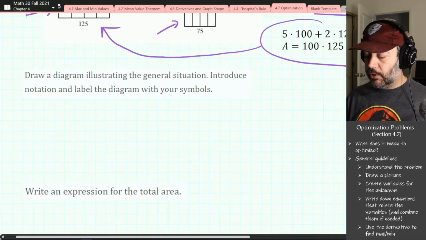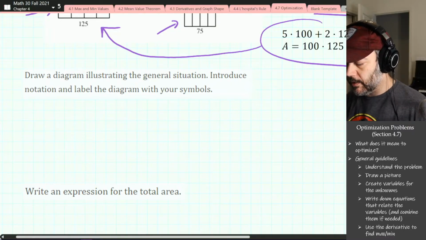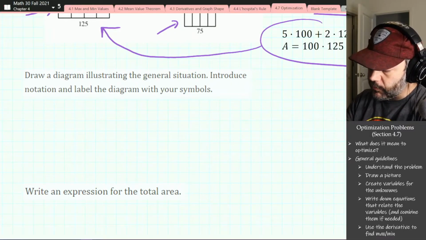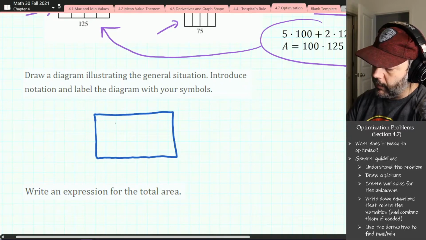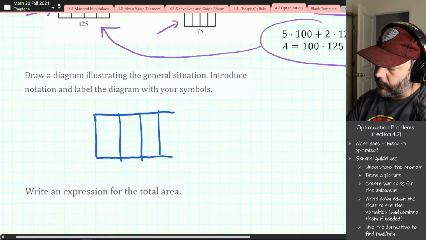And then they ask you to draw a diagram illustrating the general situation, introduce notation, and label the diagram with your own symbols. You don't need to turn this in on WebAssign, but this is what you would need to do on an exam to really help you out. And we did it on the previous page, so for the sake of completion, I'll do it here.